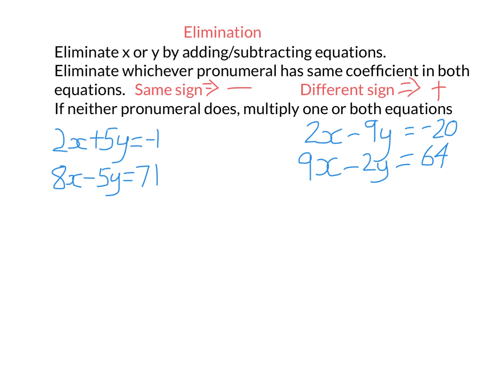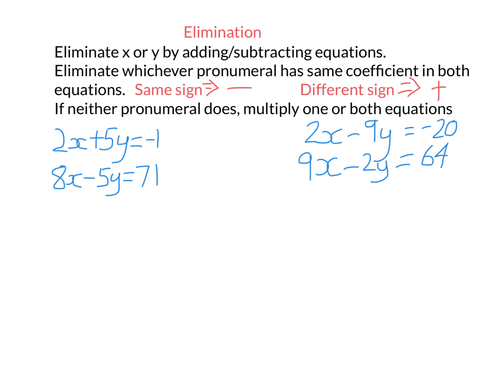So which one do you eliminate? Do you eliminate x's or y's? Well, you need to eliminate whichever has the same coefficient in both equations. So if the x's have the same coefficient, you eliminate them. If the y's have the same coefficient, you eliminate them. You eliminate them by adding or subtracting the equations. If the pronumeral has the same coefficient and same sign, you subtract the equations. And if the pronumeral has the same coefficient in both equations but a different sign, you add them together.